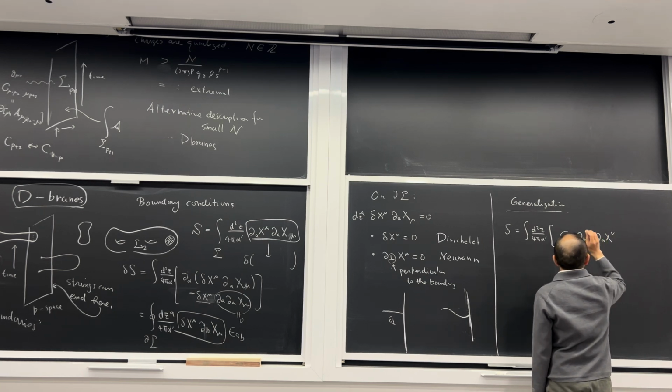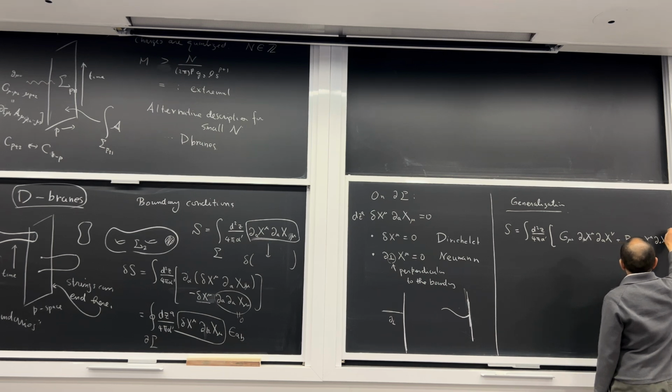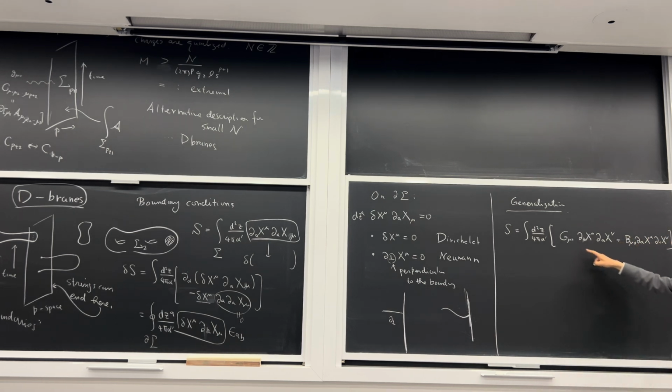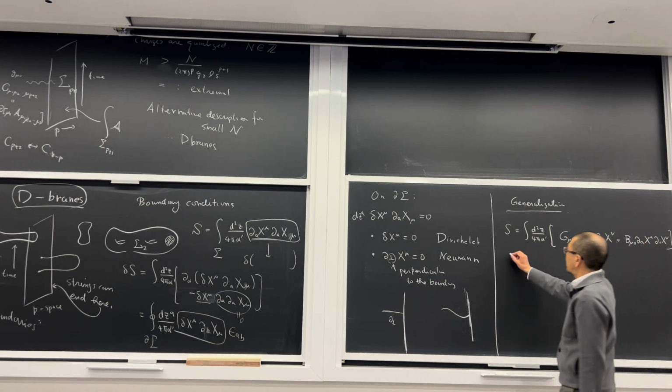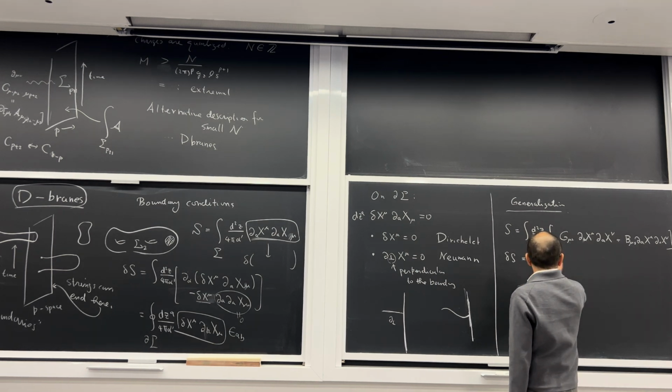Let me write it this way, and also introduce an antisymmetric tensor field, B mu nu. G mu nu is a symmetric matrix with positive eigenvalues. B mu nu is an antisymmetric matrix. We can repeat this exercise: delta S is equal to 0, and then impose the condition on the equation of motion, which is del A G mu nu del A x nu is equal to 0. So this is a bulk equation of motion.